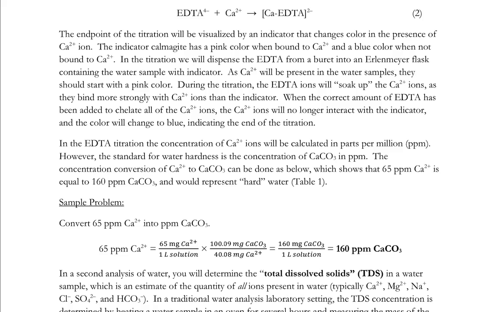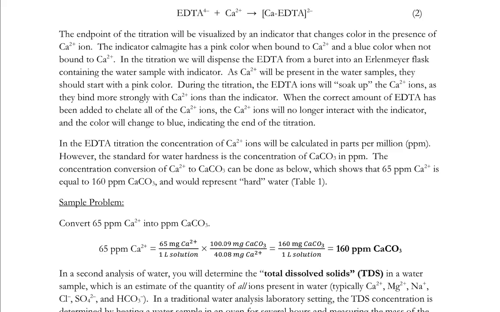Then we have to go to moles of calcium ions, so we use the molar mass, 40.08 grams per mole. Then we use the mole ratio between calcium ions and calcium carbonate, which is 1 to 1. Now we're at moles of calcium carbonate.